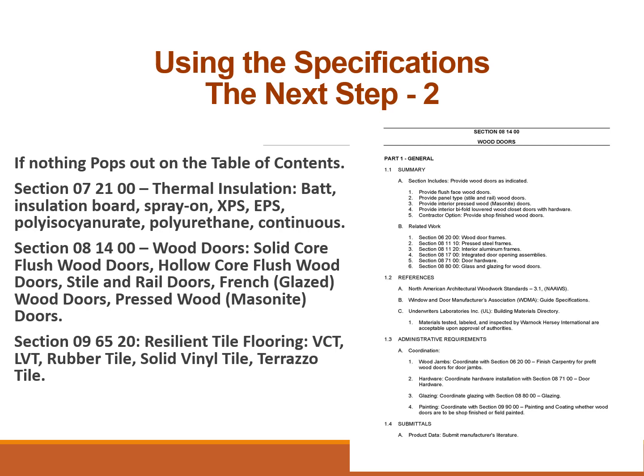Now, it also says pressed steel frames, when they're used, are under 081110, interior aluminum frames are 081120. Integrated door opening assemblies, which has both doors and frames in it, is 081700. And then the hardware and the glass and glazing for doors are also in other areas.